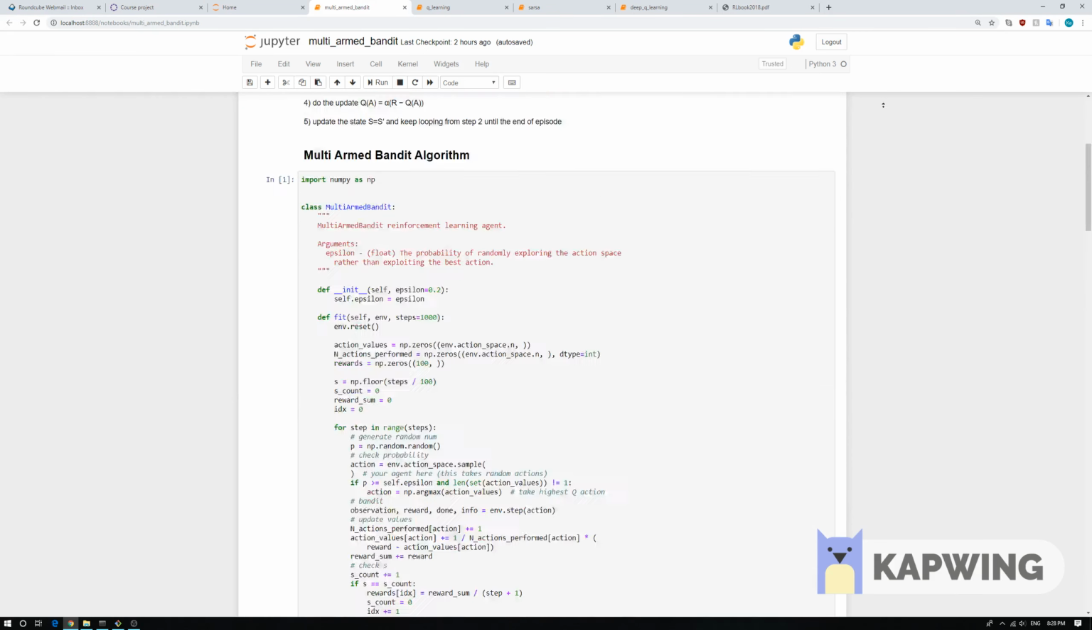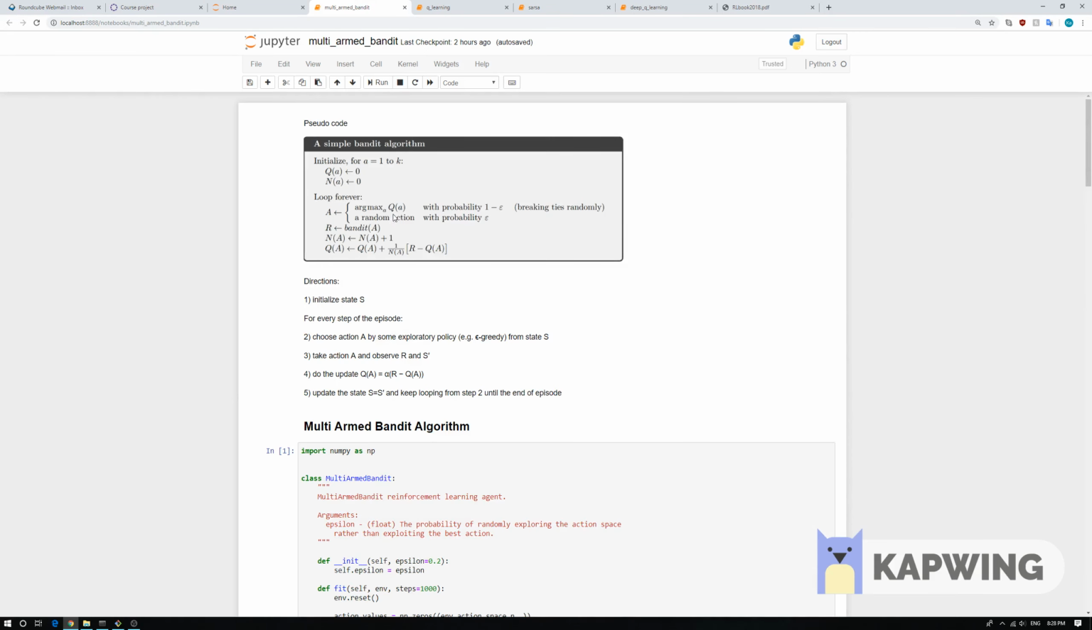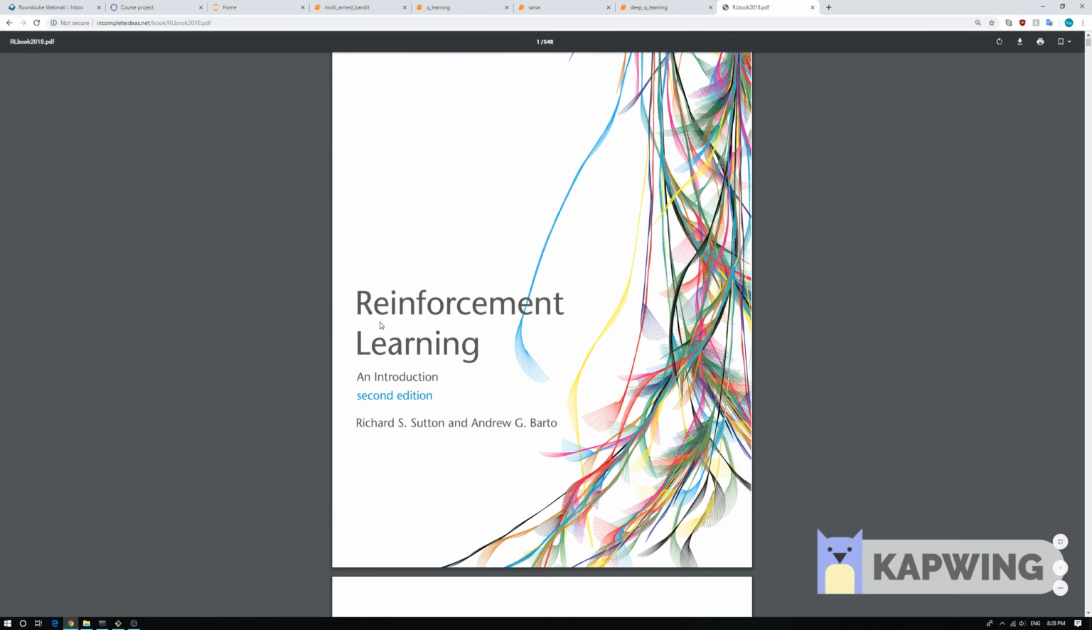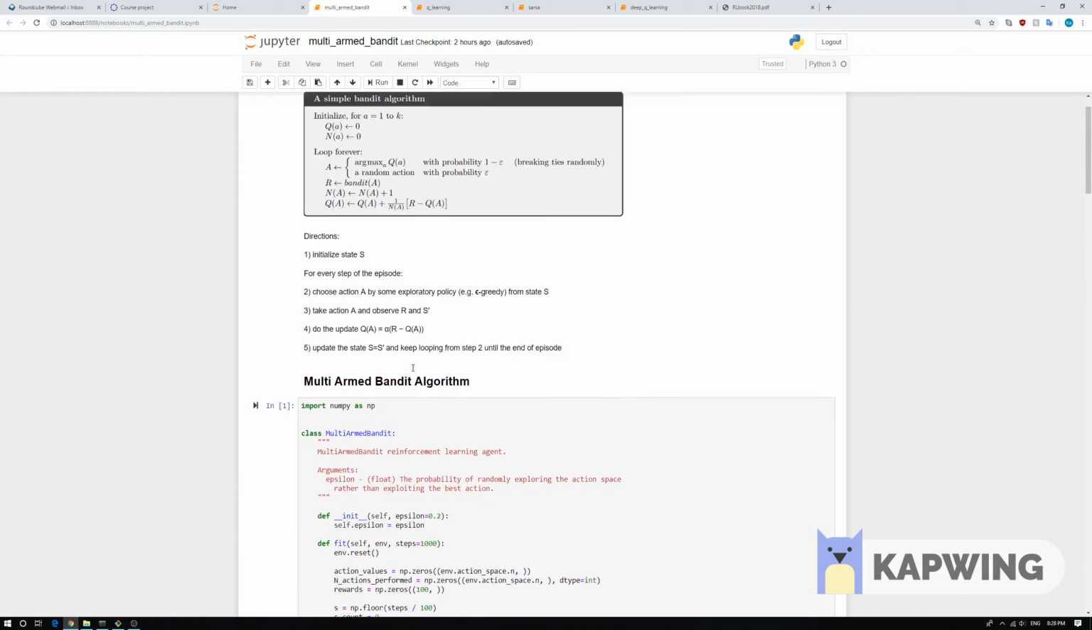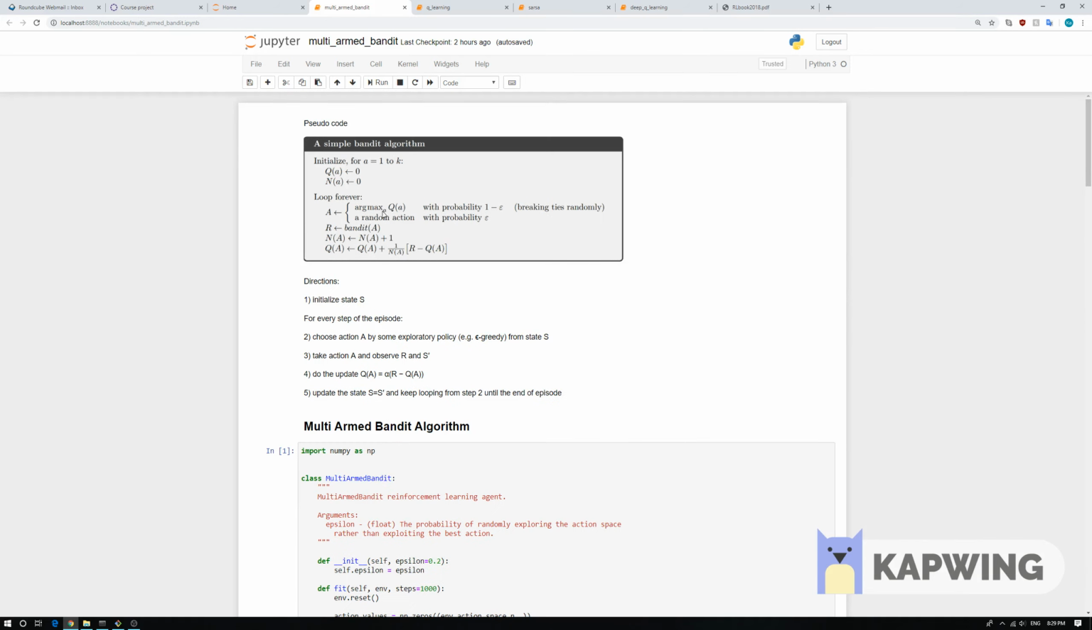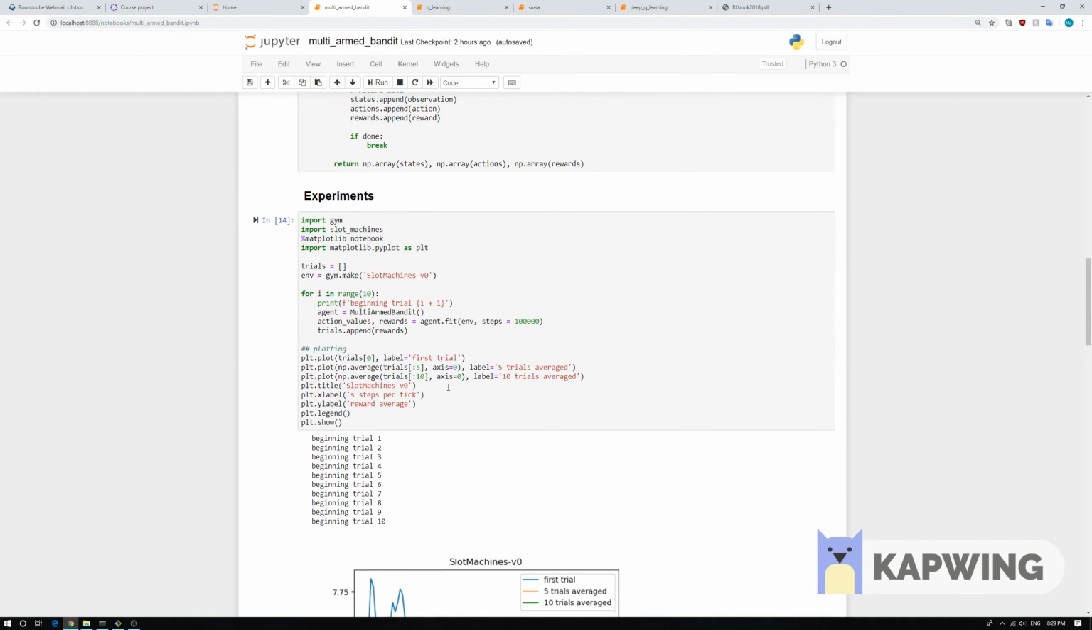So starting off with multi-arm bandit, here we have our pseudocode that I used to implement the algorithm. The pseudocode is from a reinforcement learning textbook written by Richard S. Sutton and Andrew G. Barto. The policy is chosen based on epsilon greedy from whatever state we initialize at. So starting off, we have our experiments.